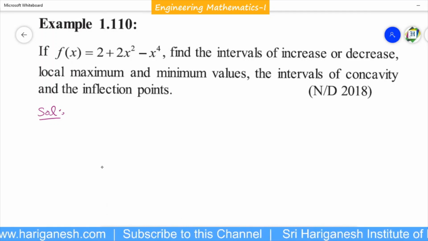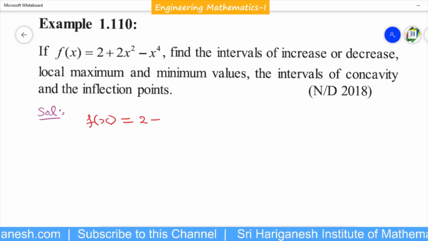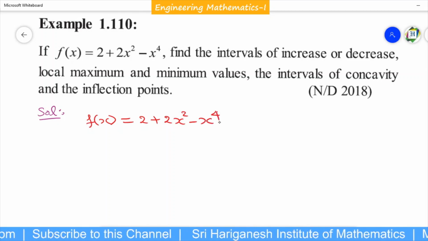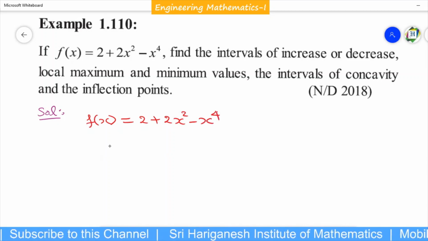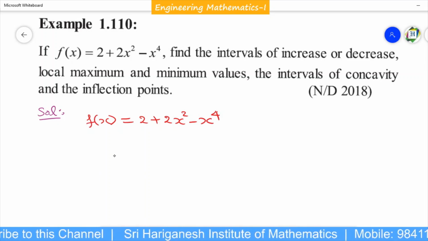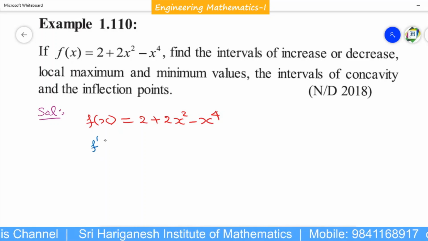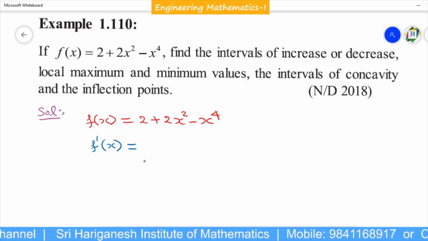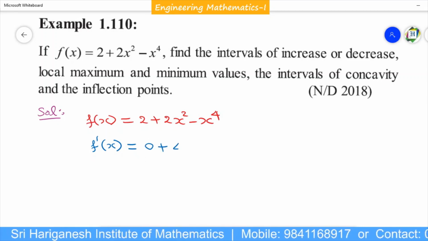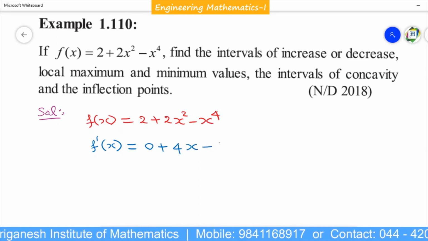The given function is f of x is equal to 2 plus 2x square minus x power 4. So now to find the intervals of increasing and decreasing, I want to find the critical numbers. So for the critical numbers, first I want to find the first derivative. So differential of 2 is 0. Differential of 2x square is 4x, minus x power 4 differential is 4x cube.